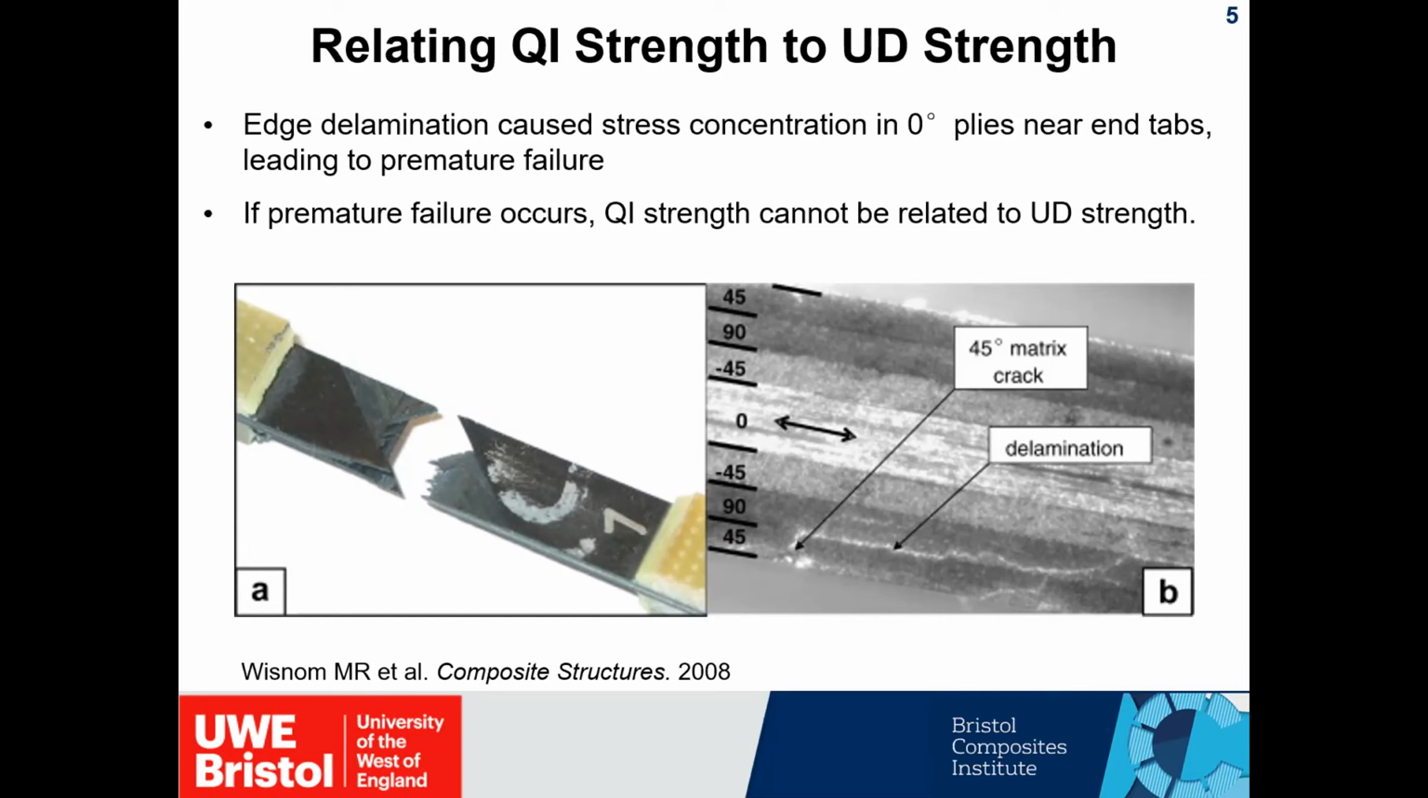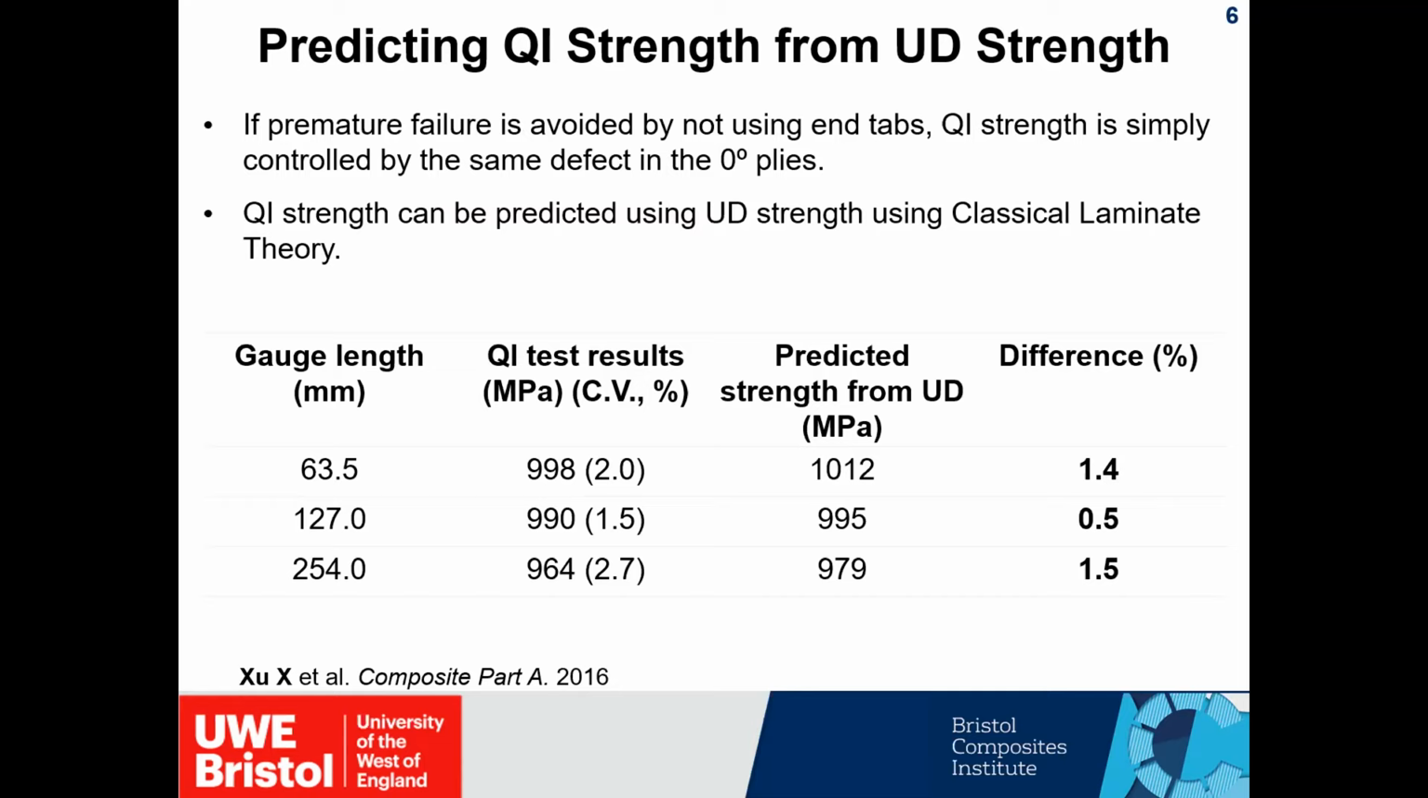So we slightly improved our test in a later work. What we did was to remove all end tabs, because what we think could contribute to the premature failure is the extra stress concentration near the end tabs. Without these end tabs, we slightly increased the quasi-isotropic strength, and we can relate the quasi-isotropic strength to the UD strength under tension. The relationship was established through the volume of the zero-degree material in these quasi-isotropic laminates.